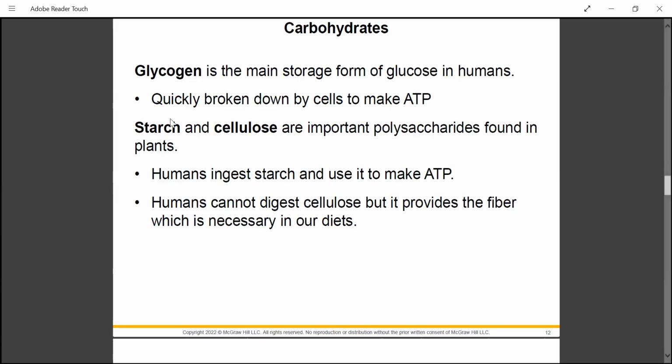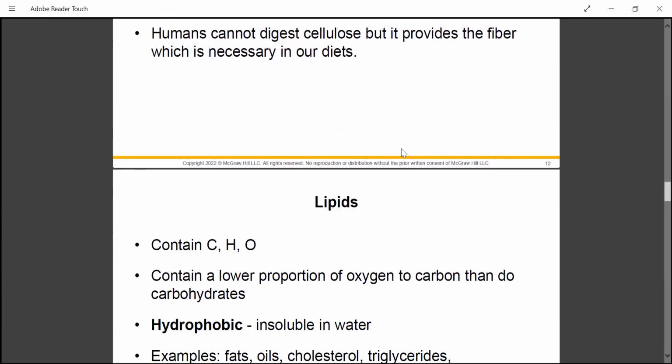So starches we can break down to utilize for energy. Cellulose, we're only getting fiber from. We cannot use cellulose to make ATP.